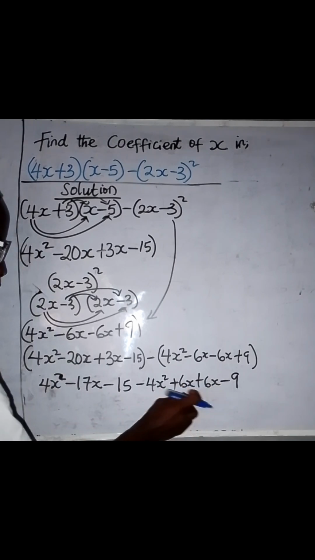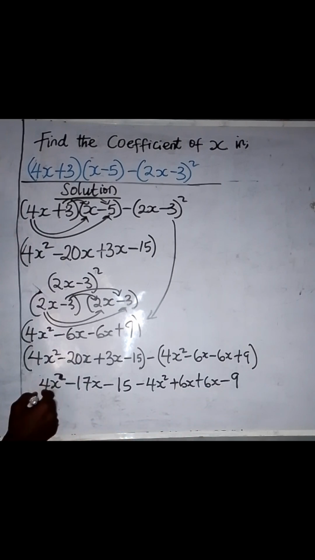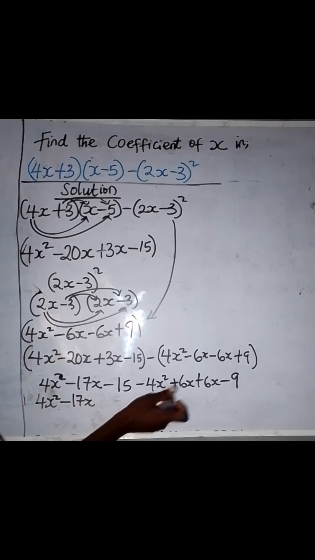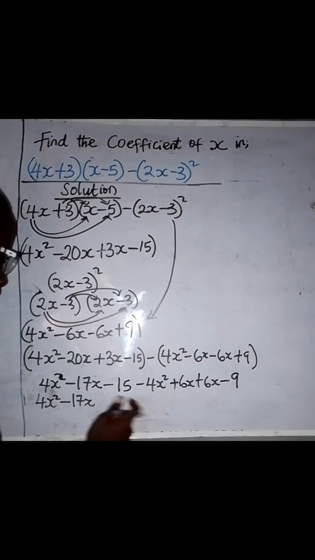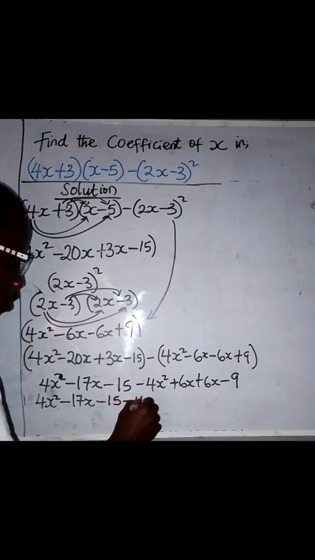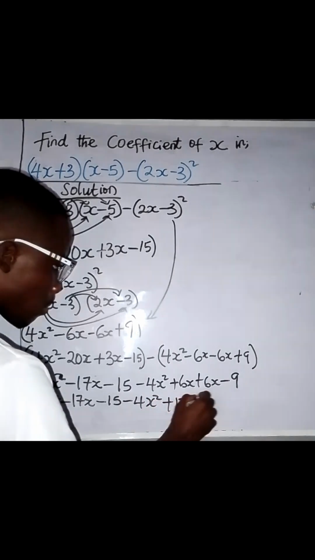So let's add it. I have 6x plus 6x, they can actually add. Let's simplify it. So I have 4x squared minus 17x, minus 15, minus 4x squared. Then 6 plus 6 is 12, plus 12x minus 9.